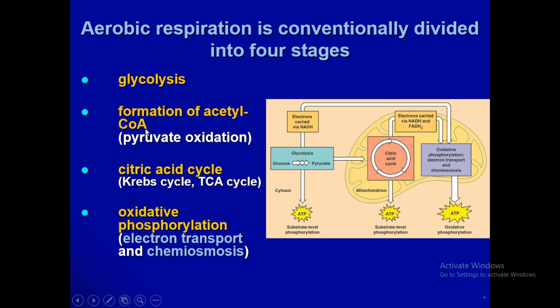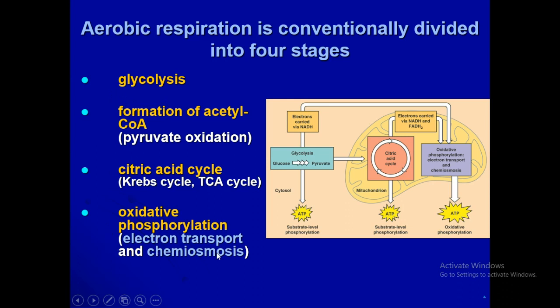So yeah, acetyl-CoA must first be formed from pyruvate. Remember, guys, that the byproduct of glycolysis is pyruvate, and pyruvate needs to be converted into acetyl-CoA through a process called pyruvate oxidation.